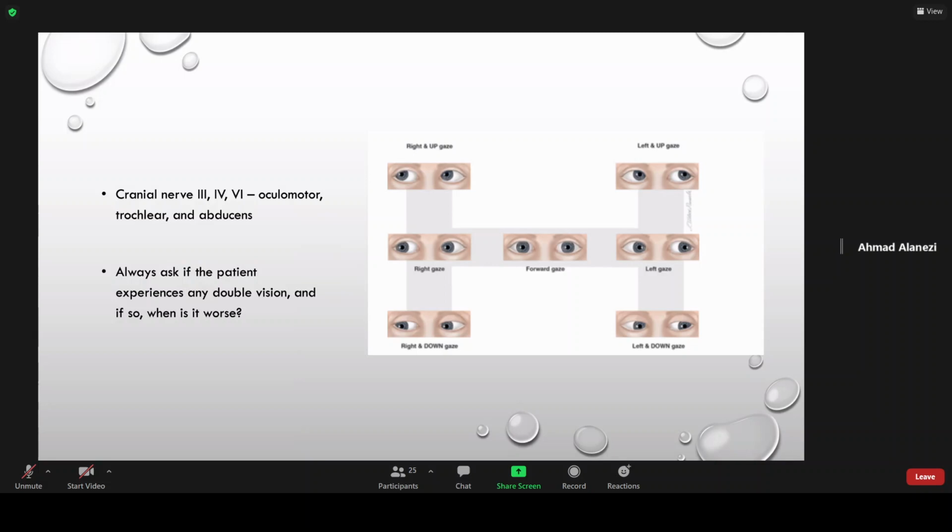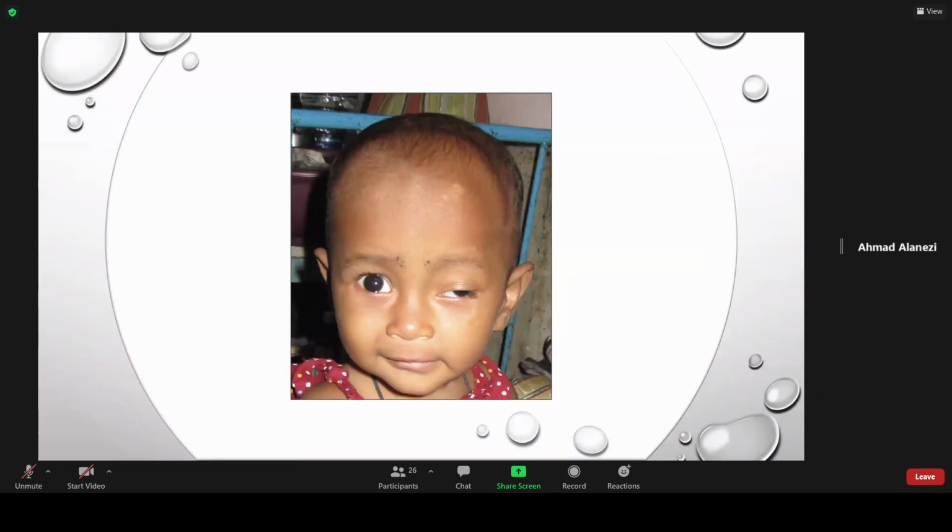Then also move up and down, and then to the side corner, and to the side corner the other way, and then the other way, in an X shape. You are trying to figure out if there are any gaze palsies, any diplopia, any nystagmus. So this is a child that you see in primary position. What is he having?